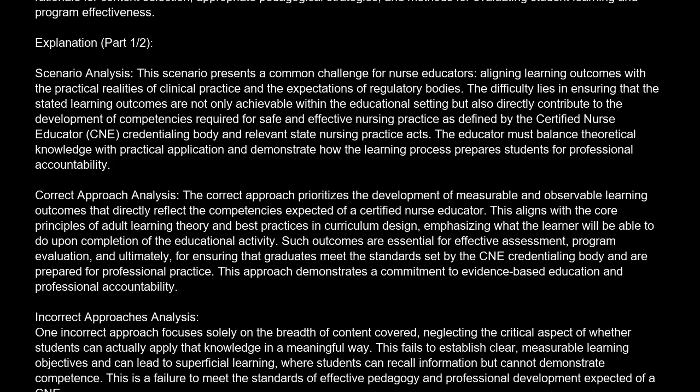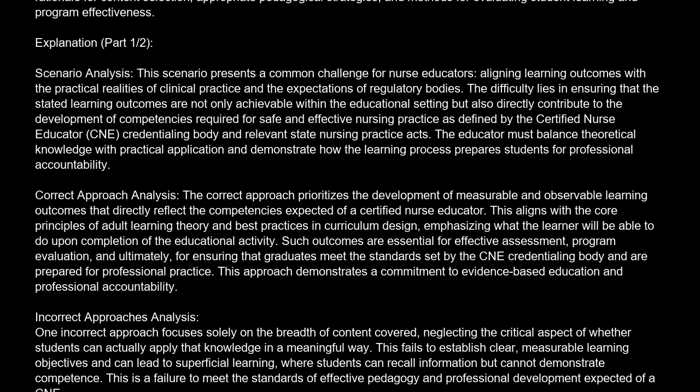Such outcomes are essential for effective assessment, program evaluation, and ultimately, for ensuring that graduates meet the standards set by the CNE credentialing body and are prepared for professional practice. This approach demonstrates a commitment to evidence-based education and professional accountability.